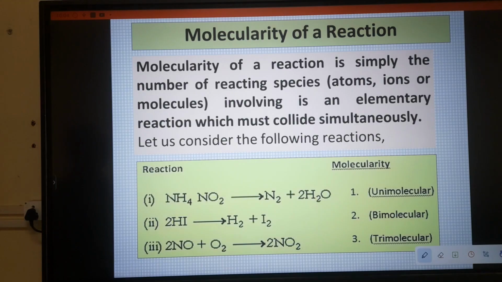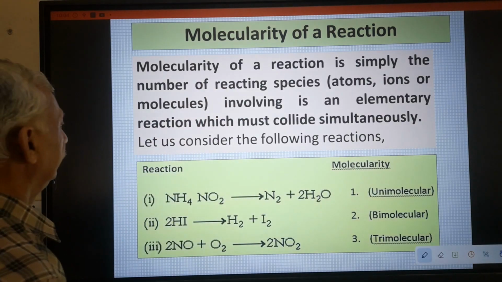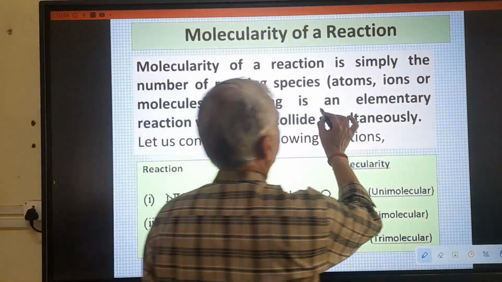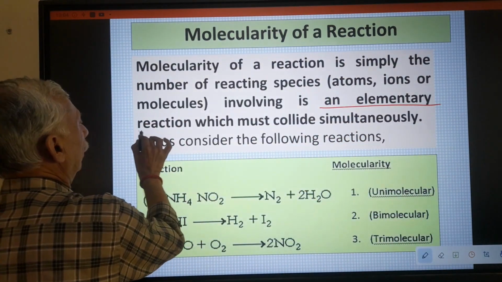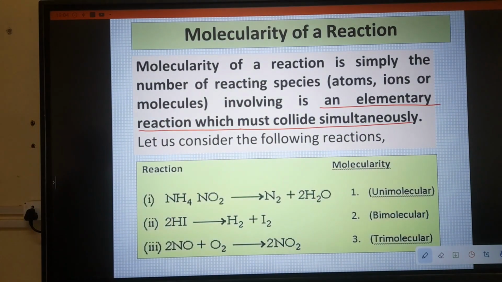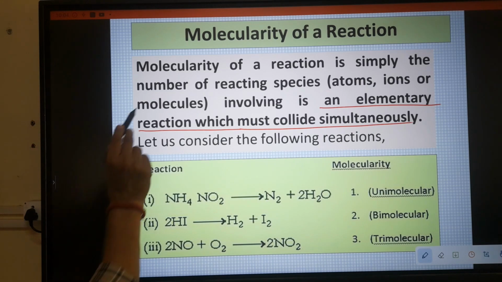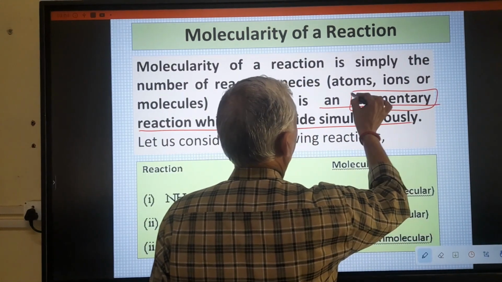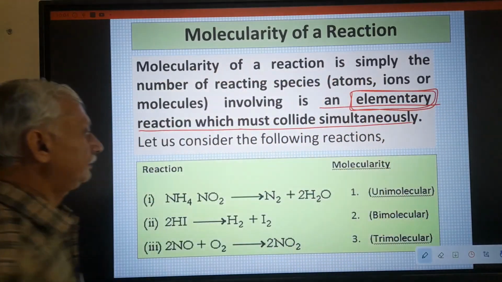Here, molecularity of the reaction. This concept is generally valid for elementary reactions. It means the number of molecules which collide simultaneously to bring about the chemical reaction. In an elementary reaction, this number of colliding molecules is known as the molecularity of the reaction, and it is taken for elementary reactions.